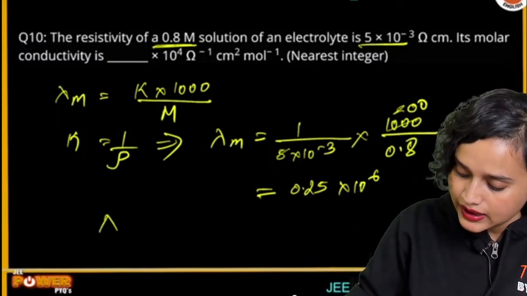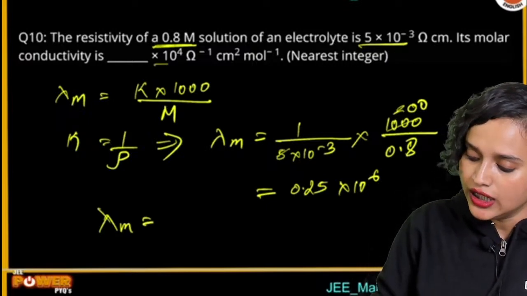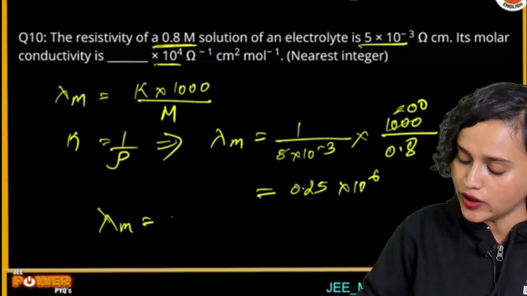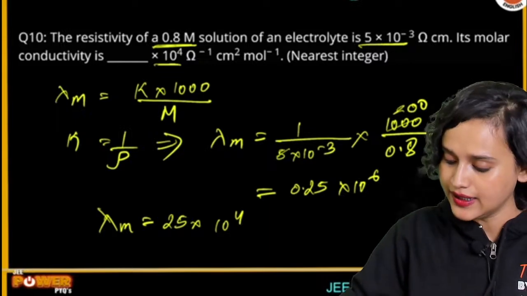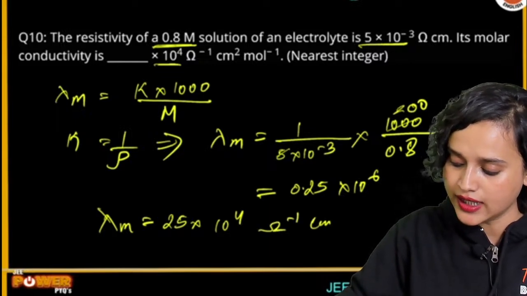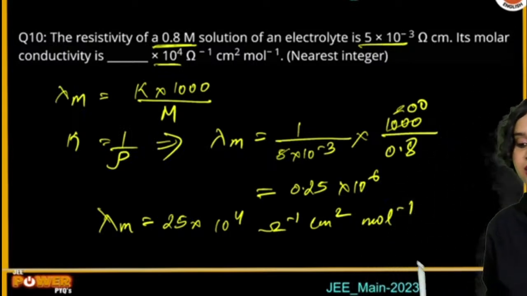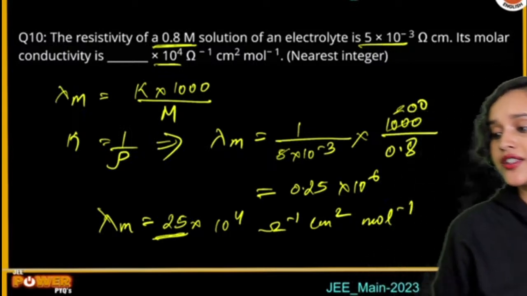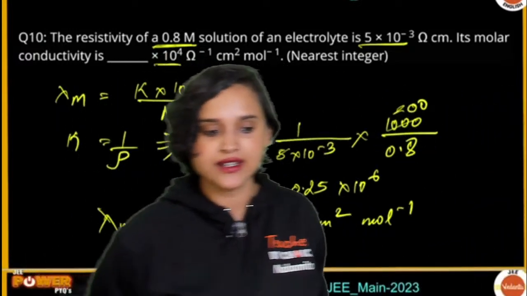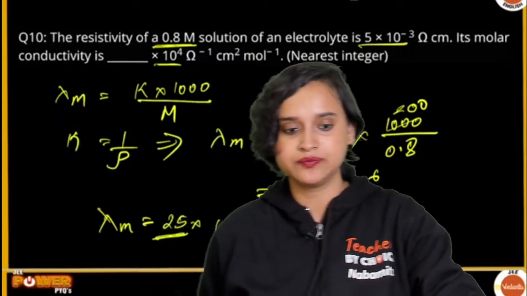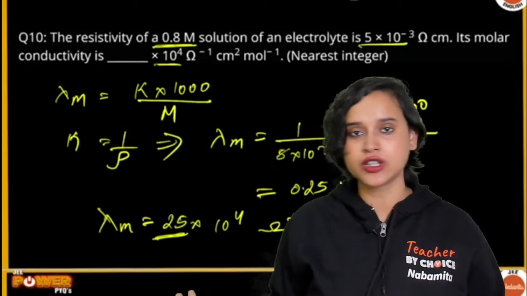Now lambda m is equal to, what do we want? 10 to the power 4 we want. So that means 25 multiplied with 10 to the power 4 ohm to the power minus 1 centimeter square mole to the power minus 1. This is the answer. 25 is your answer, guys. See, this was very easy, very simple. You could easily do it. You just have to put it in the formula.